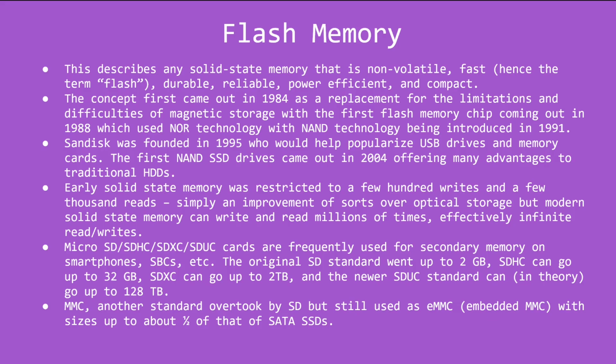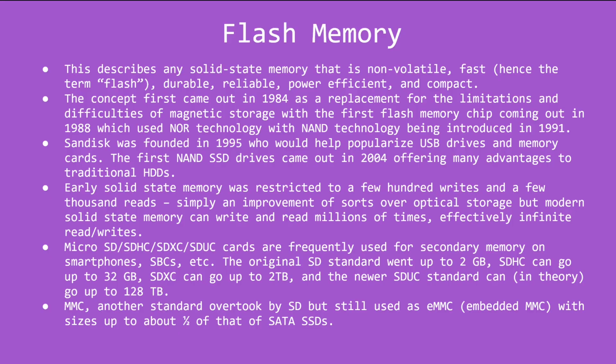Now you'll see SD, SDHC, SDXC, SDUC cards mentioned, and I'm mentioning them in the micro form, but essentially they're all the same. It's just the form factor. They're used for secondary memory, smartphones, single board computers, etc. They're another option from USB flash drives, and they are faster. The original SD standard only went up to 2 GB, which at that time was huge. That could effectively back up a hard drive at the time, if I recall correctly.